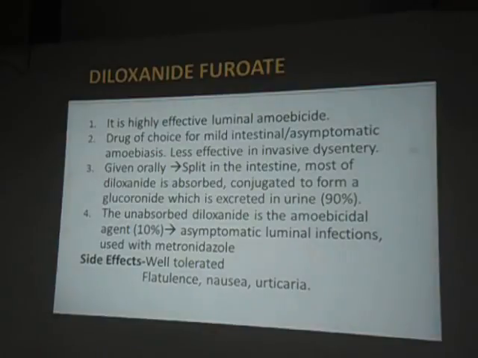Okay, this drug gets split up into diloxanide and furoate, and 90% of this will be excreted in urine. You can see here diloxanide is absorbed, conjugated and excreted in urine, and this 90% is of no use, because only the 10% which is available on the intestinal surface, unabsorbed, will be helpful in treating our asymptomatic luminal infections, and it can be given with metronidazole.